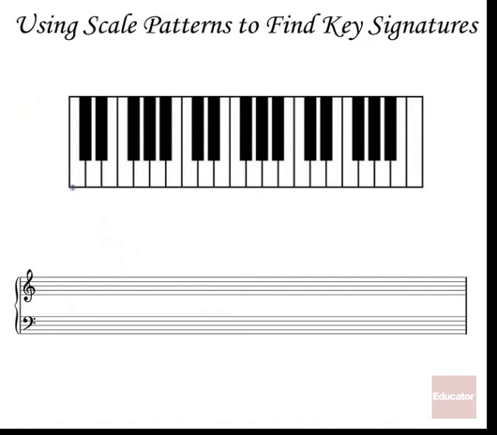So let's look at some of the scale patterns that we saw in the last lesson and use those to help us find key signatures. If we remember, the major scale goes from C to C on the white notes of the piano. So we've got C, D, E, F, G, A, B, C. So let's write that here. F, G, A, B, C. And so we see that the pattern of whole and half steps means that there's a half step here and a half step here.